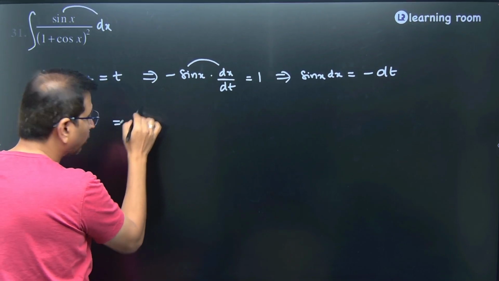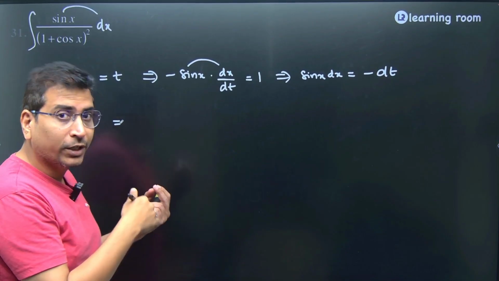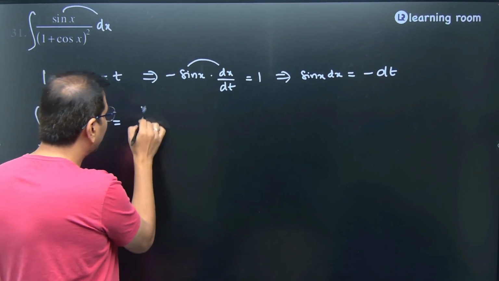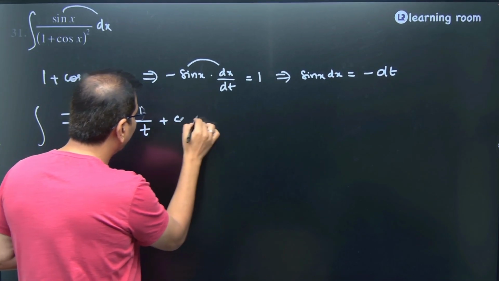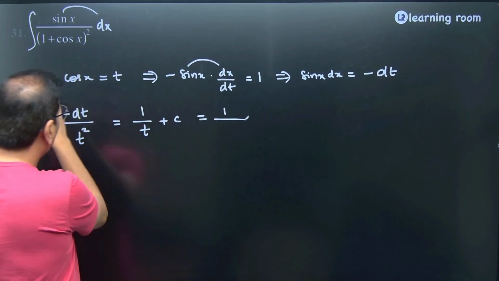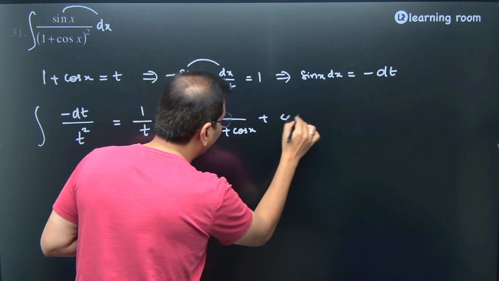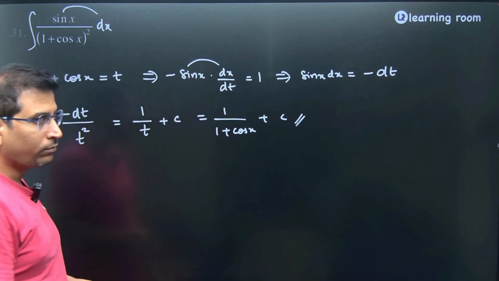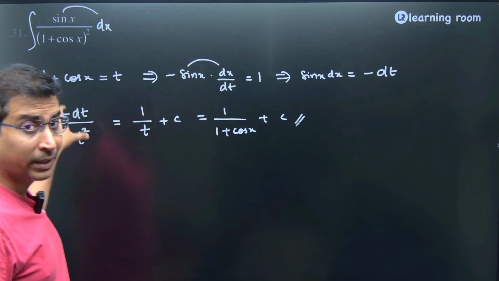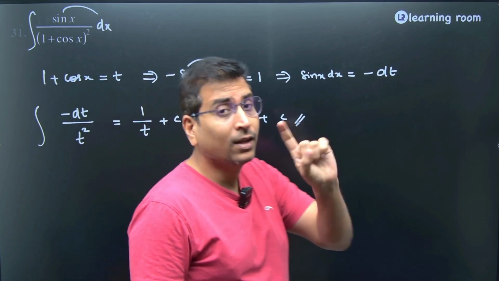So the integral of minus 1 by t square, I already told you, is 1 by t. So 1 divided by t plus c. What is the value of t? It is 1 plus cos x. So the final answer would be 1 divided by 1 plus cos x plus c. Right? I hope you are clear with the fact that the integral of minus 1 by t square is 1 by t.